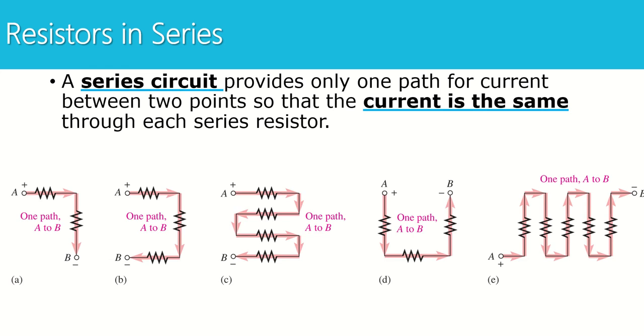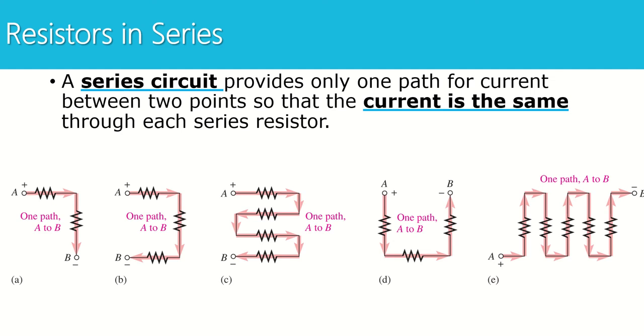First, let's talk about the definition of series. A series circuit provides only one path for current between 2 points, and that means that the current is the same through each series resistor. It's really important not to decide whether something is in series based on how it looks. Only one thing matters when we decide what a series circuit is, and that's the path of current. If there was only one path between 2 points, then everything along that path is in series and therefore has the same level of current.